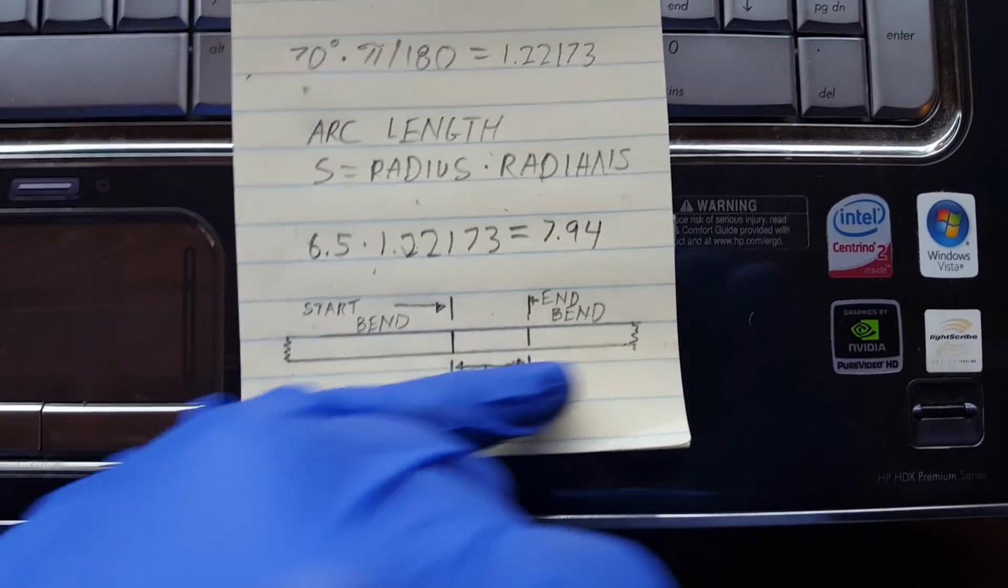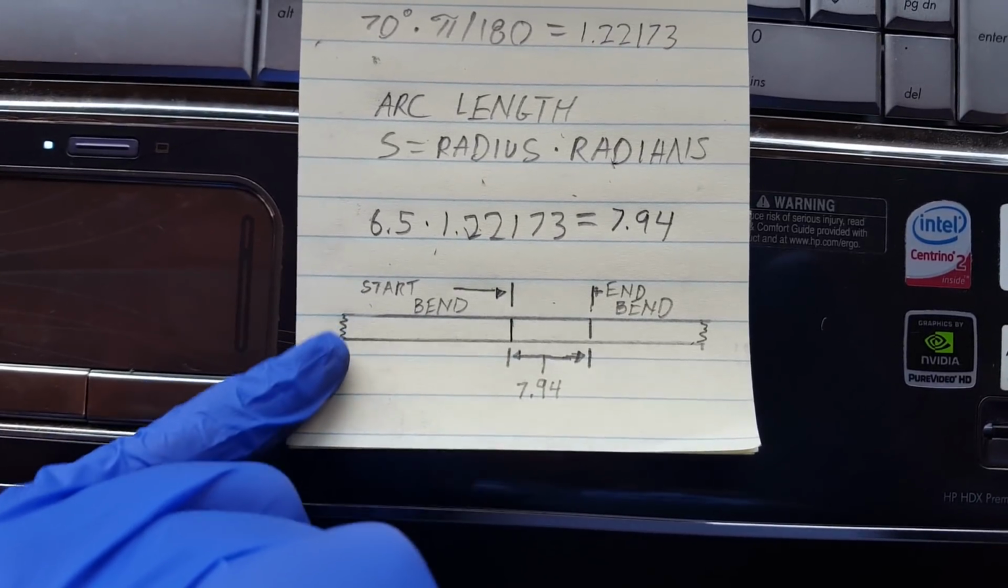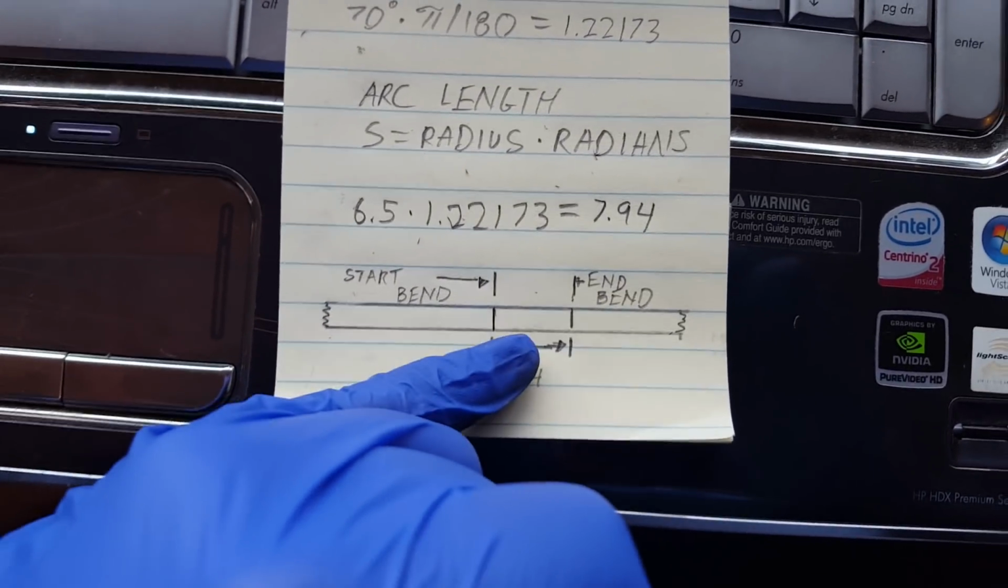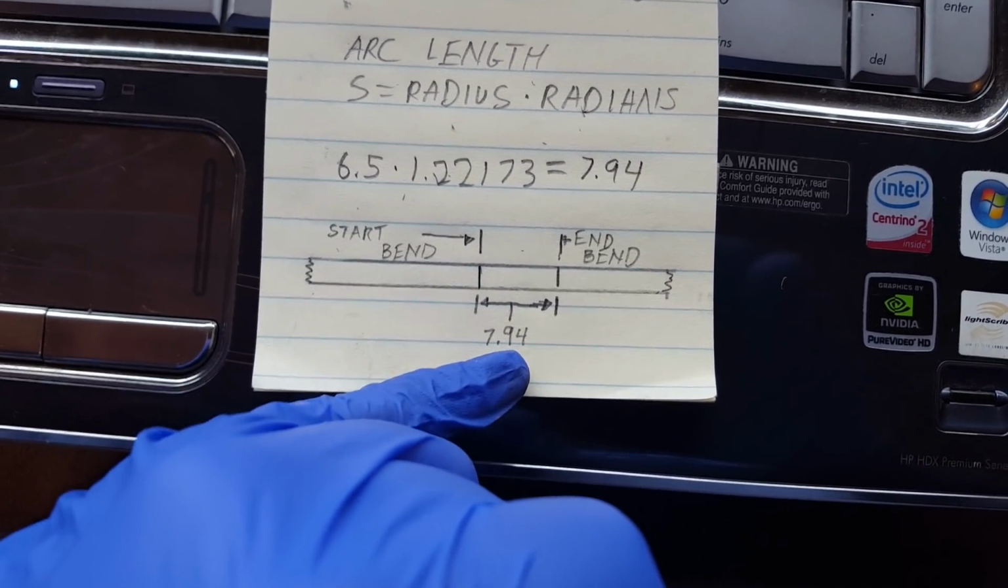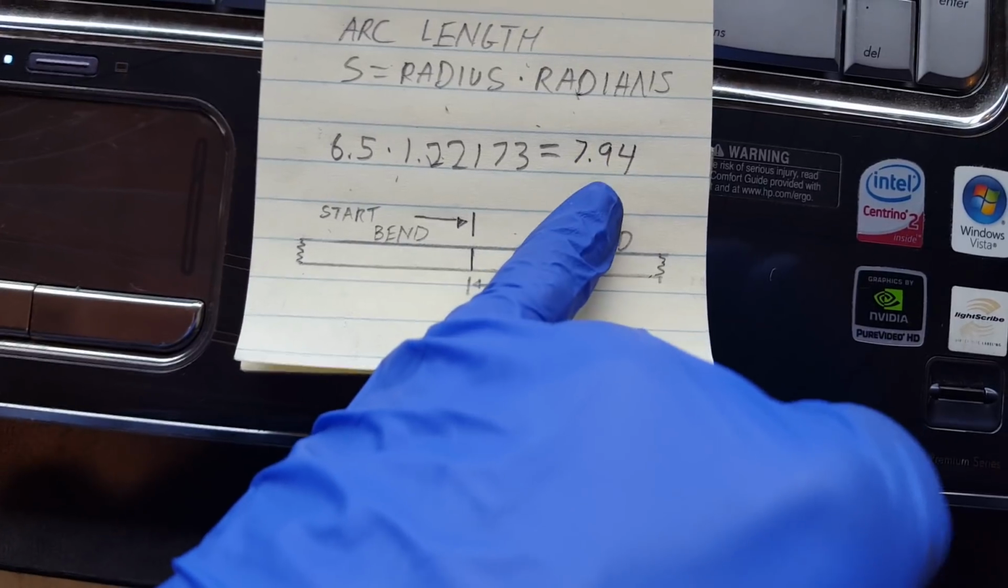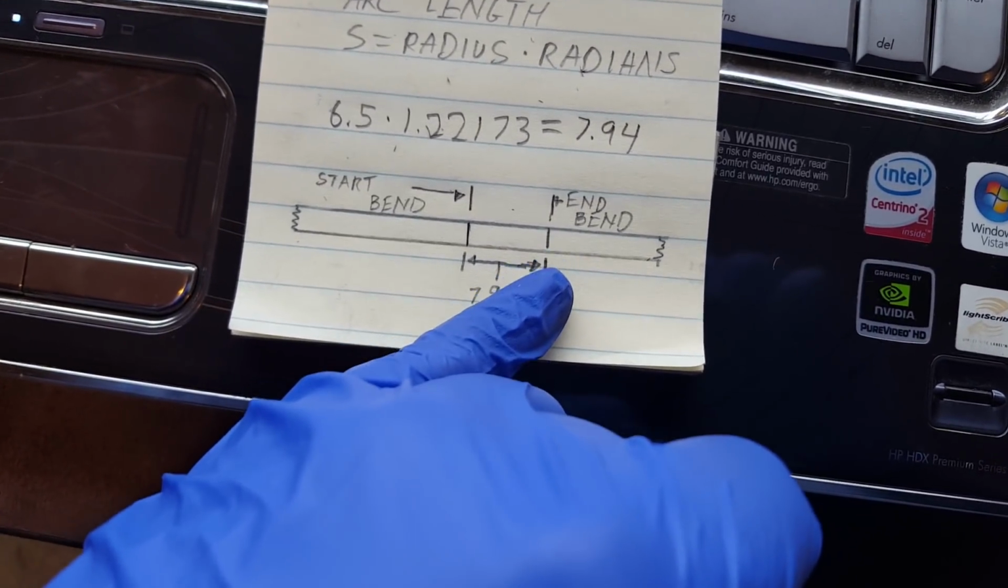So here's a little example. I have my start of bend. Well, you'd measure out from your center line out to the start of bend. Then from your start of bend, you put your arc length, which is the 7.94, and at the end of that would be your end of bend.